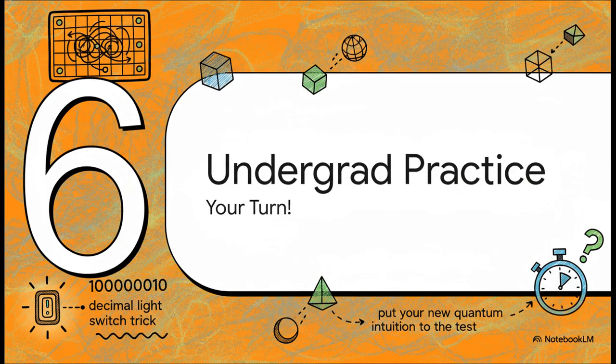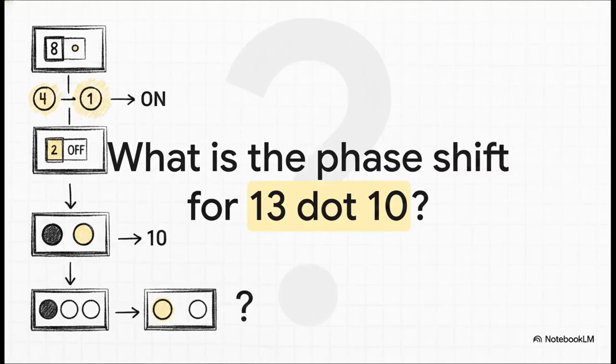Okay, section 6, undergrad practice, your turn. You've learned the cheat codes, so let's put that new quantum intuition to the test. Using our light switch analogy, can you figure out the phase shift for the dot product of 13 and 10? Remember, your switches are 8, 4, 2, and 1. Break down 13, break down 10, find those shared on states. I'll give you a second to think about it.